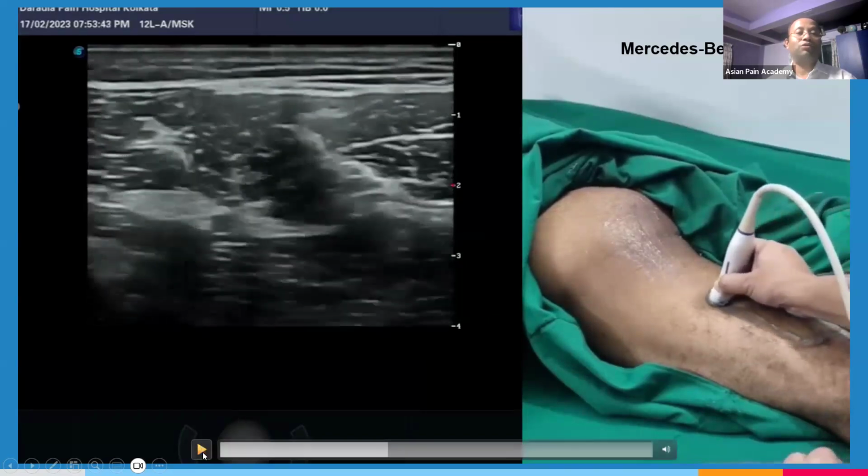Semitendinosus. So at this point, what do you see? This is the sciatic nerve. This is the sciatic nerve. Other parts are getting formed.